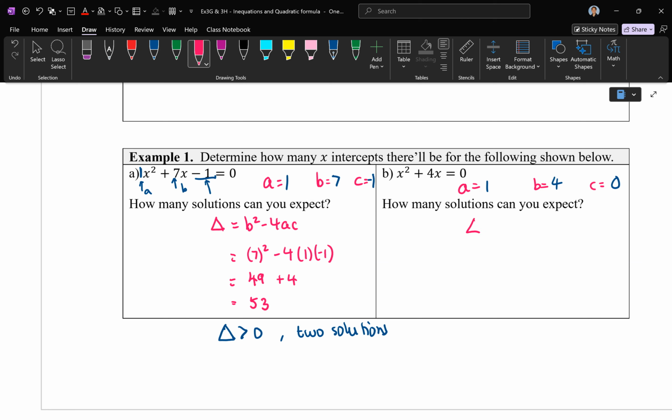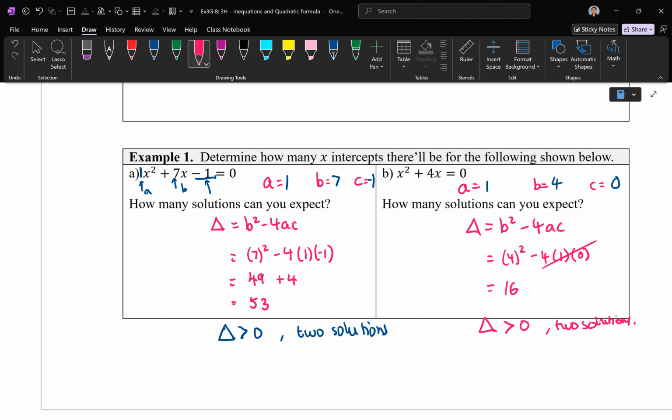And here we go, discriminants again. Discriminant is b squared minus 4 times a times c. We've got b, which is 4 squared, minus 4 times a, which is 1, times c, which is 0. And I can see that this will cancel out since it's times 0. So it's 16. And again, you've got now discriminant is greater than 0, therefore 2 solutions.